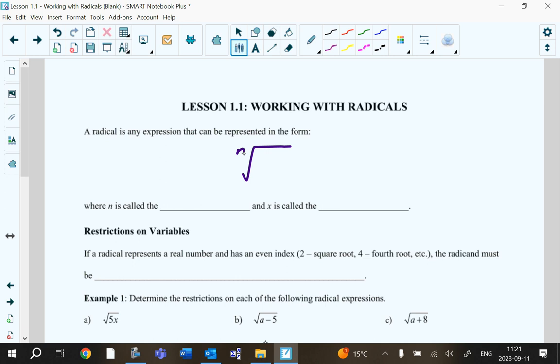If there is no number outside, what do we always assume it is? 2, which means what? Square root, right? But it could be 3, it could be 4, etc. We're only really going to focus on 2 and 3. And then there's something inside. Could be a number, could be a variable, could be a combination of both. We call that little number outside the index, and we call the number inside the radical sign the radicand.